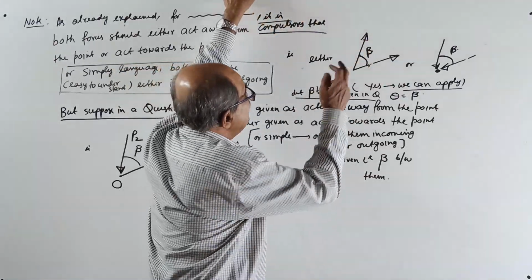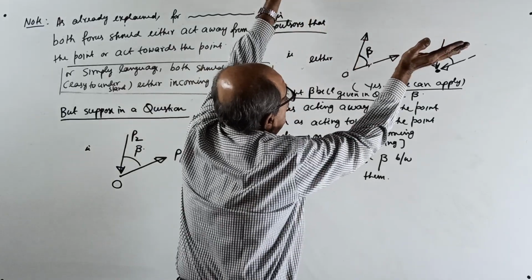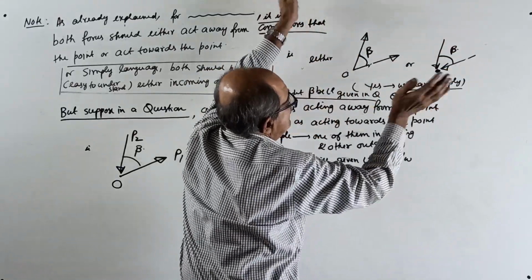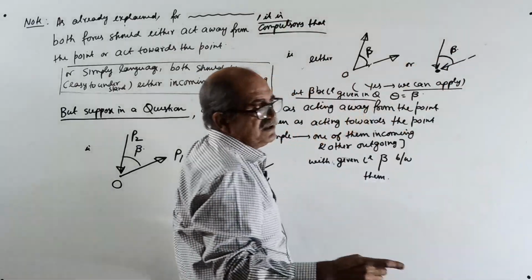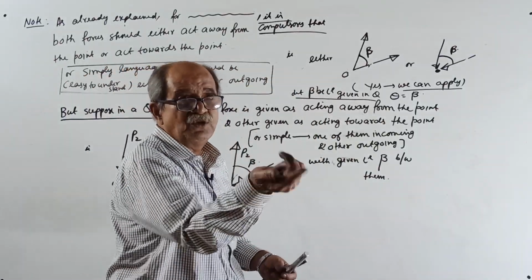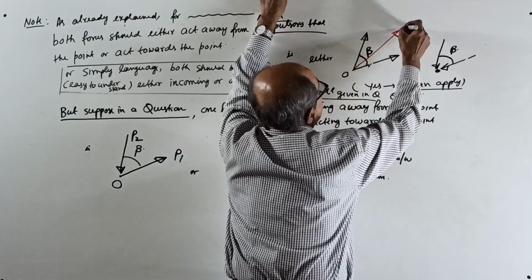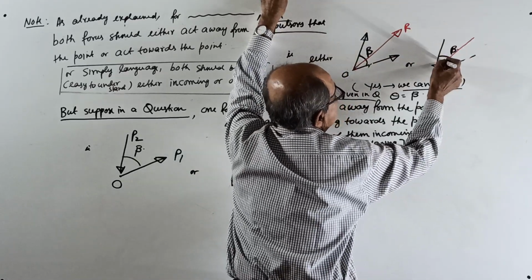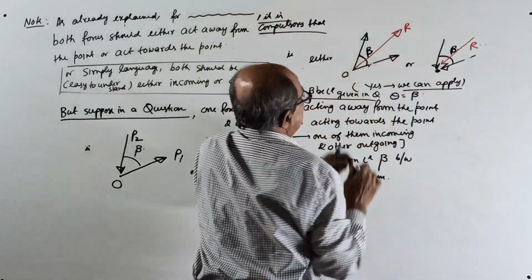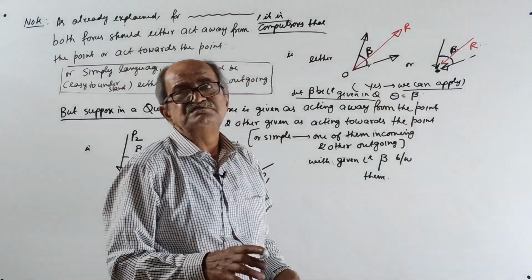Why? Because yes, condition satisfied. Either both are going away from the point or both are coming towards the point. Then I told you how to mark the resultant. If you want, write one more sketch. You should mark the resultant like this. Mark it this way. Yes, then your theta to be used is whatever angle beta.